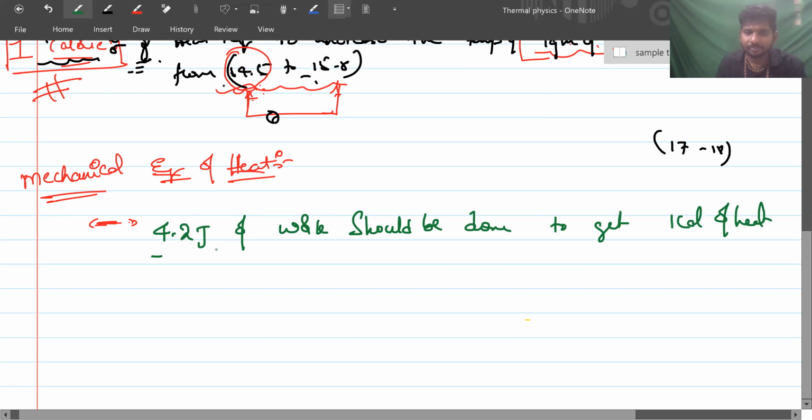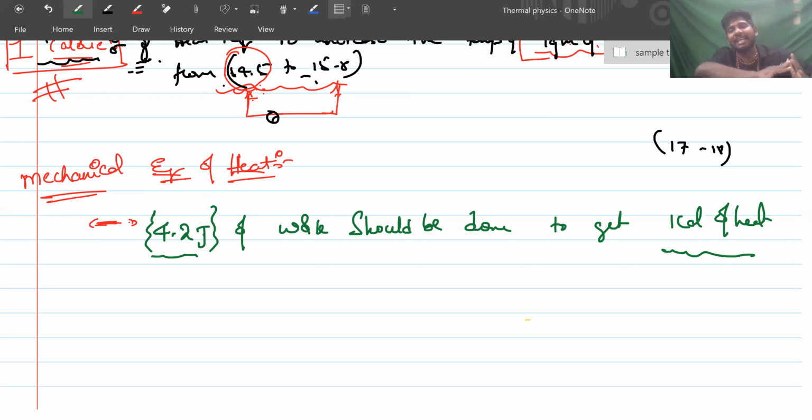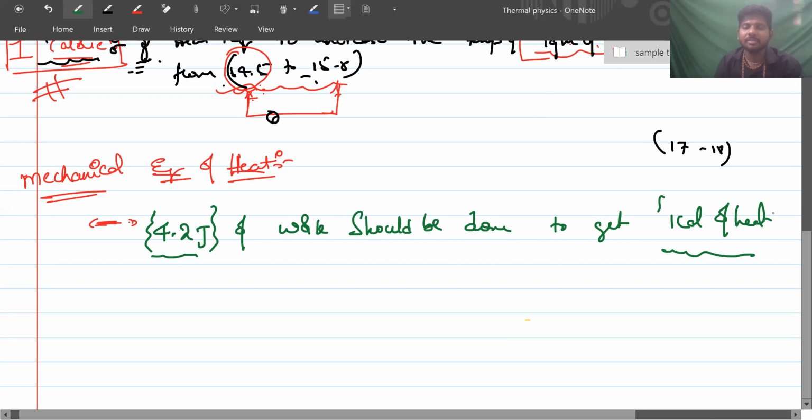That means if 4.2 joules of work is done and you convert that mechanical work into heat energy, how many calories of heat will it give? 1 calorie of heat transfer. So this can be written as 1 calorie is equal to 4.2 joules.